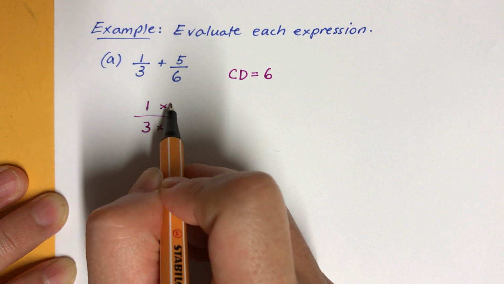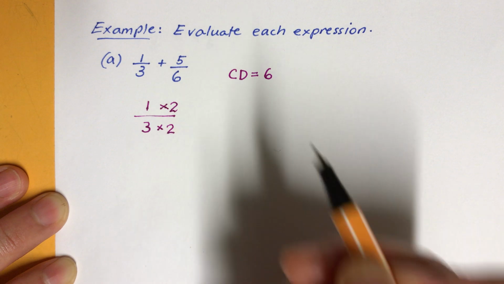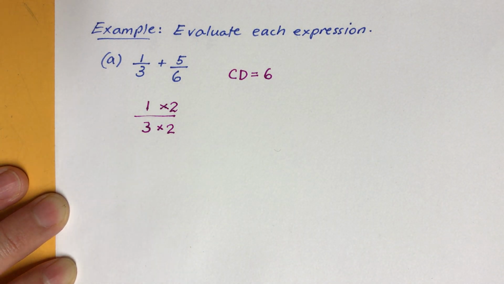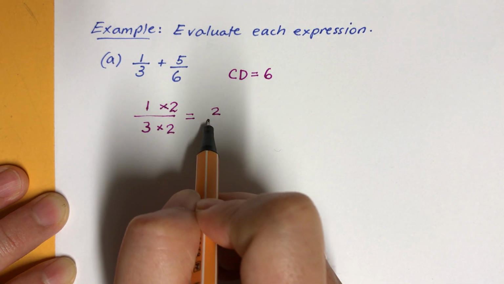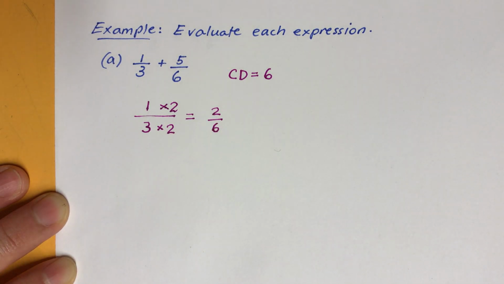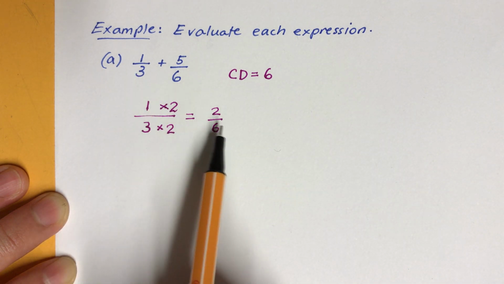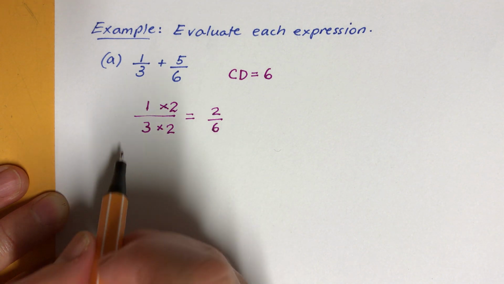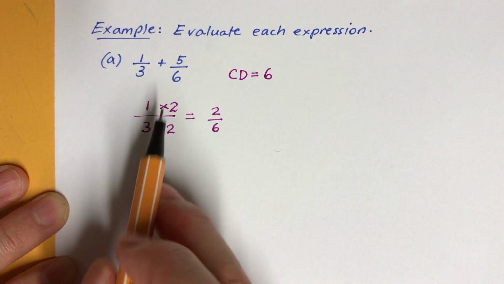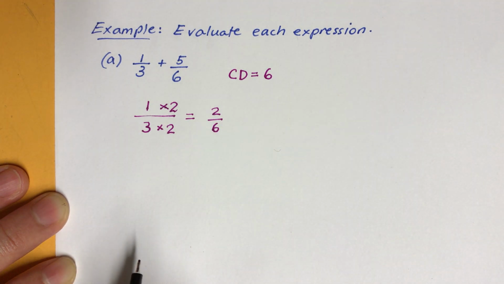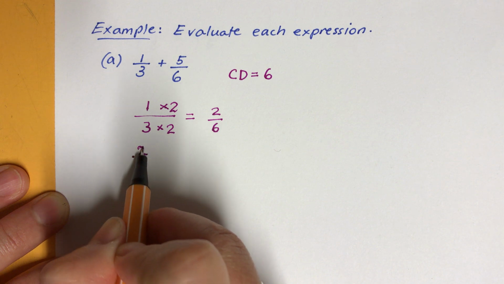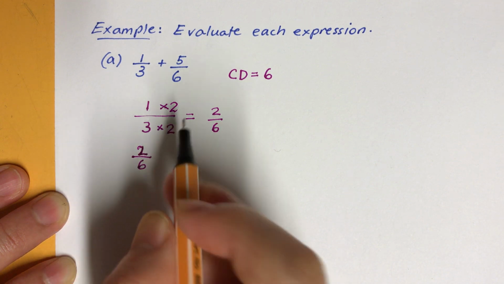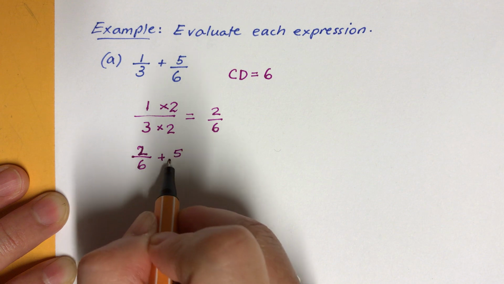And I'm going to do the same thing on the top. Whatever you do on the denominator, you've got to do the same thing on the numerator. So it becomes 2 over 6. So it's an equivalent fraction. 1 over 3 can be expressed as 2 over 6, which is the same. Now, by using 2 over 6, we have a common denominator of 6. So I'm going to rewrite this expression: 2 over 6 plus 5 over 6.